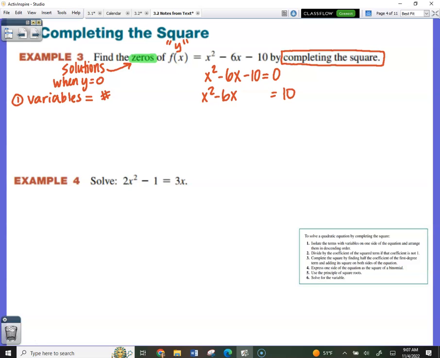Notice I left some space. That's because with equations, whatever you do to one side, you can do to the other, right? I'm going to add a number to the left side that will make this polynomial perfect, which means then I can write it as a binomial squared, and then I can solve by square roots. And of course, whatever I do to one side, I have to do over here as well.